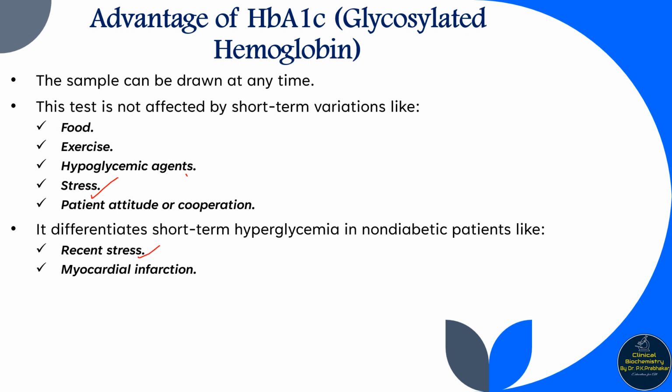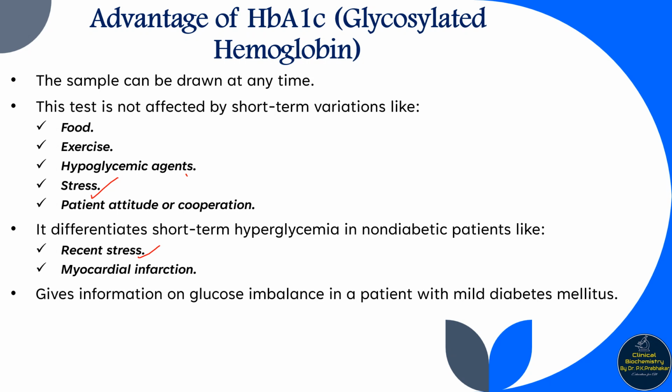Some other advantages: it gives information on glucose imbalance in patients with mild diabetes mellitus. It has less intra-individual variability, so person-to-person variability is very low. It is not affected by short-term lifestyle changes. It can be done on POC testing machines also. It is commonly available almost everywhere. And when compared with other tests, it is also relatively inexpensive.